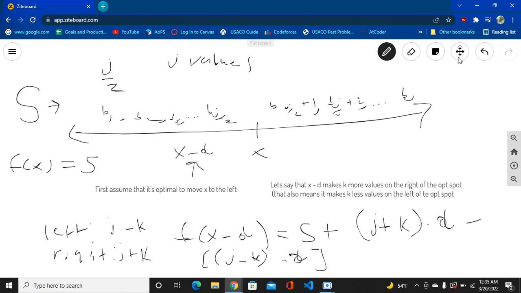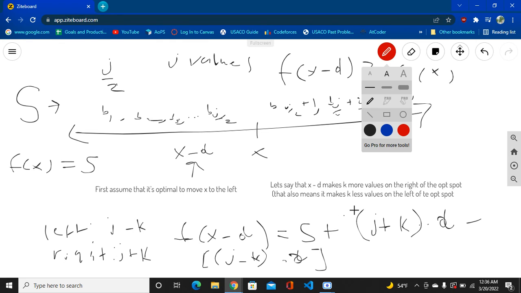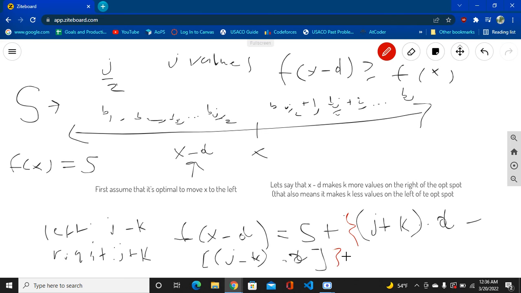So then basically all we have to do is prove that f of x minus d is greater than or equal to the optimal solution, which is f of x, right? And this is obvious because this thing that I circled, this thing that I bracketed in red, is going to be positive.